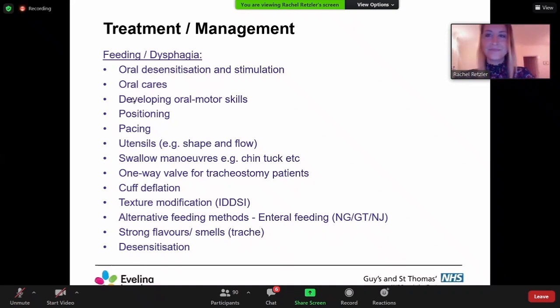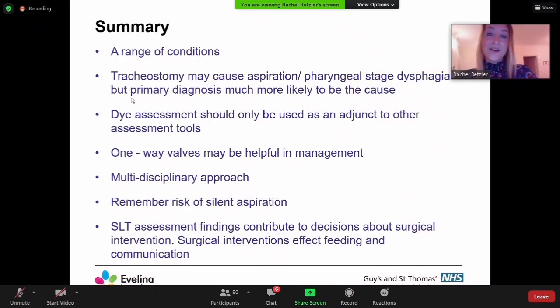Overall, there are a range of conditions that we manage: congenital, acquired, varying locations, different dynamic or static effects on breathing, voice and feeding, and again, the list goes on and on. For tracheostomy, keep in mind that tracheostomy may cause aspiration or pharyngeal stage dysphagia, but the primary diagnosis is much more likely to be the cause. So remembering why that child has a tracheostomy.